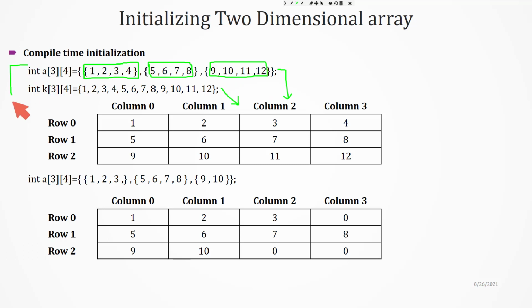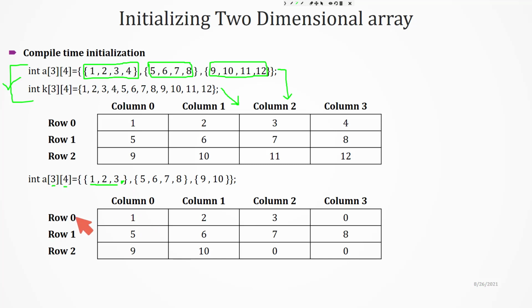So I hope these two examples are clear. Look at this example, int a[3][4]. 3 rows will be there, 4 columns will be there. So in the first row, there will be 4 elements, but in the initialization, I have given only 3 elements. So this comma is actually not there. It is a mistake. Only 3 elements are there.